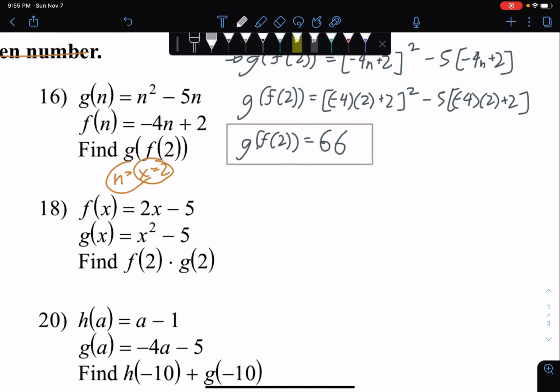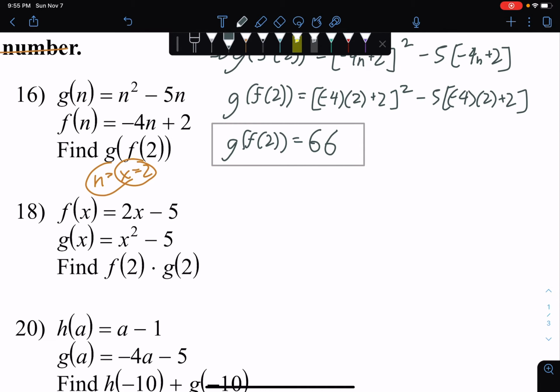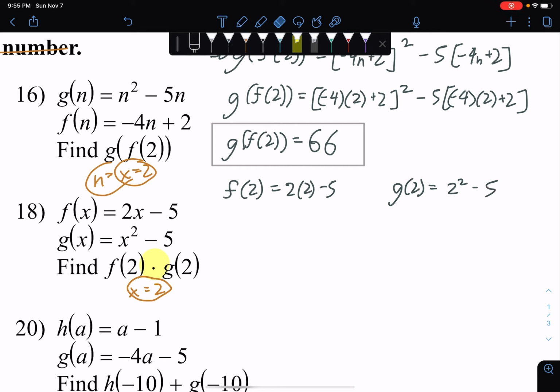Right, let's go to number 18. So let's enumerate. Our x is equivalent to 2. And we're given an operation of multiplication, so we'll find f of 2 and g of 2. F of 2 is equivalent to 2 times 2 minus 5, and for g of 2, we have 2 raised to 2 minus 5. So there is no difference really whether we place a parenthesis or not on a positive constant, but if it's a negative, that's a different discussion.